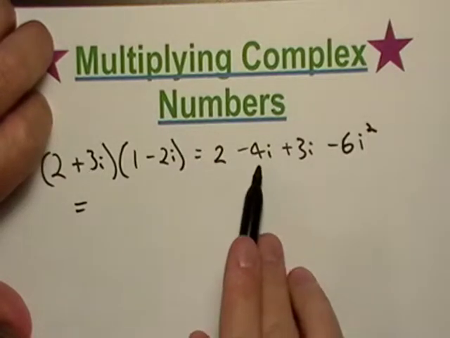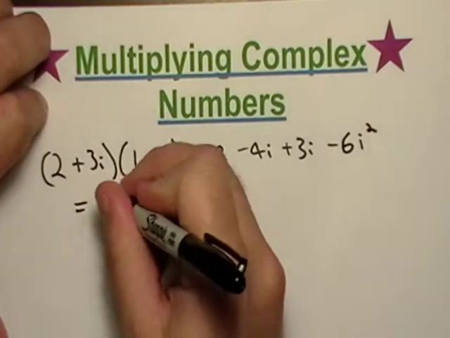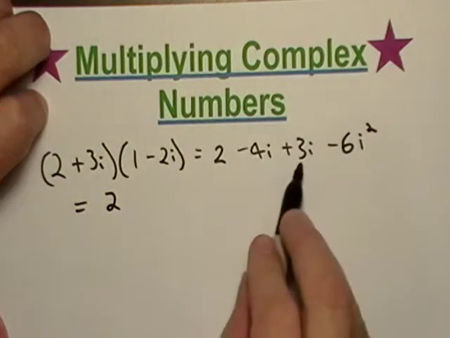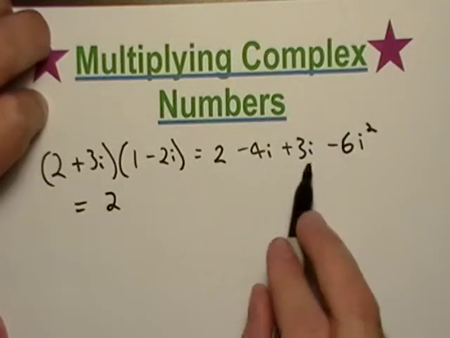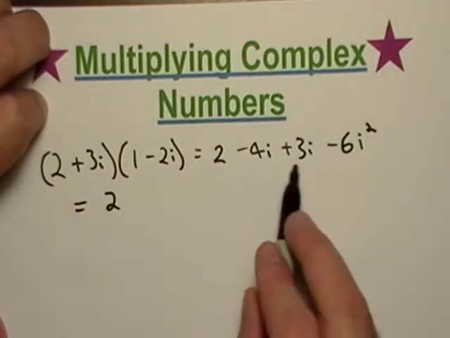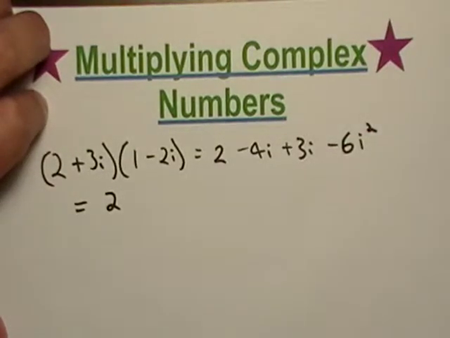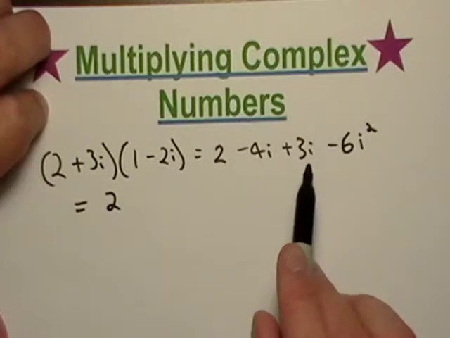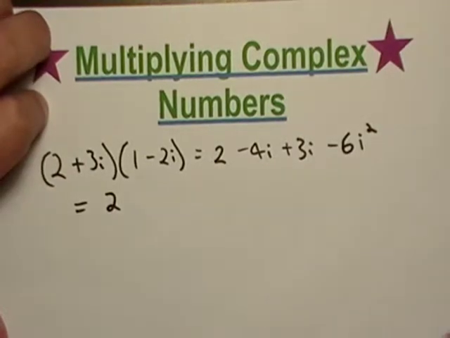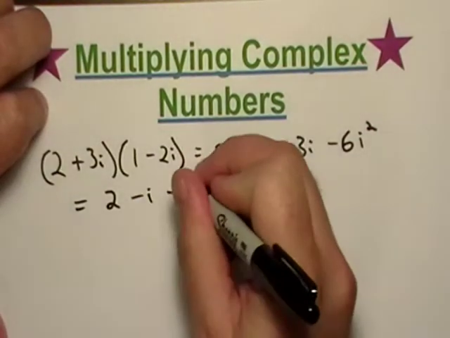So now I've got the 2 there, nothing changes there. But just like last time, I can add the complex numbers together, since they're essentially like terms. So it's negative 4i plus positive 3i, so that's just negative i. And this is minus 6i squared.